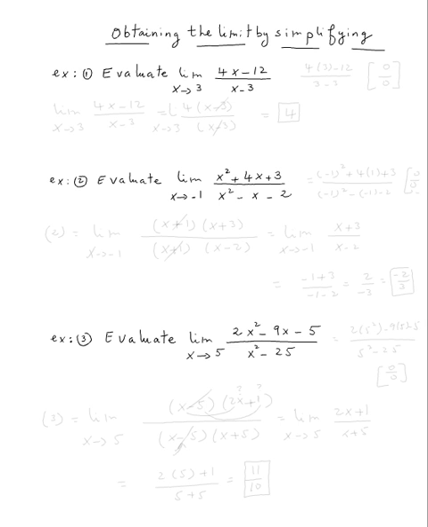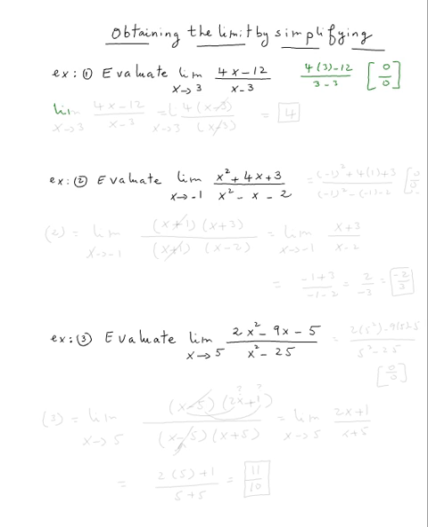So let's plug in 3. If we plug in 3, we'll get 4 times 3 minus 12 over 3 minus 3, and this is 0 over 0. Now every time we get a 0 over 0, all you need to do is factor, simplify, and then plug in your x value. So let's do it.